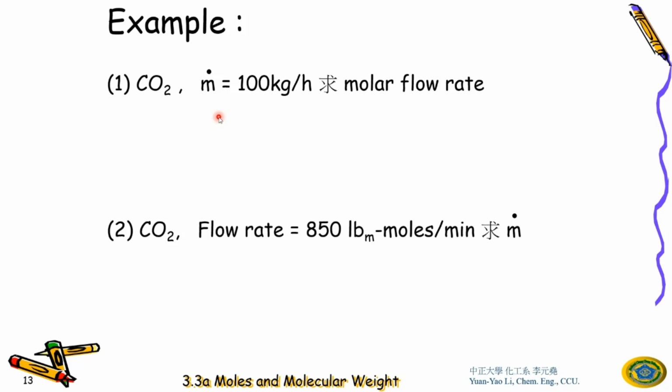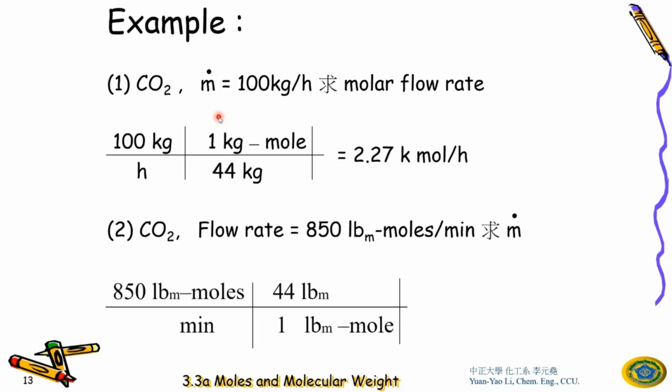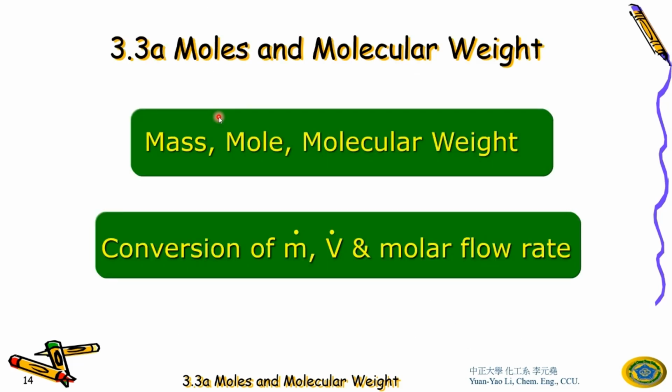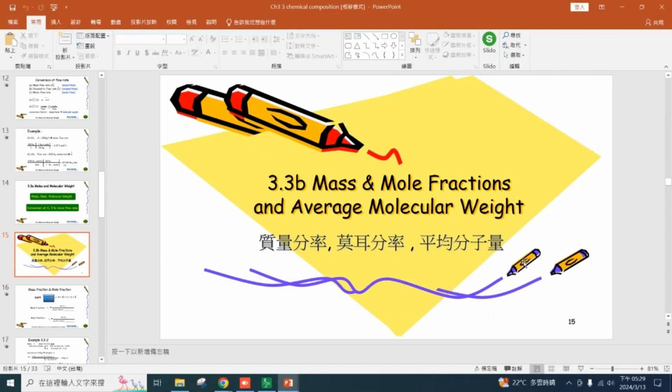So these are some examples. Please practice this by yourself. I'm sure you will understand easily what I'm trying to say to you. So the section 3.3a: mole and molar weight, molecular weight. It's the conversion of mass flow rate, volumetric flow rate, and molar flow rate.